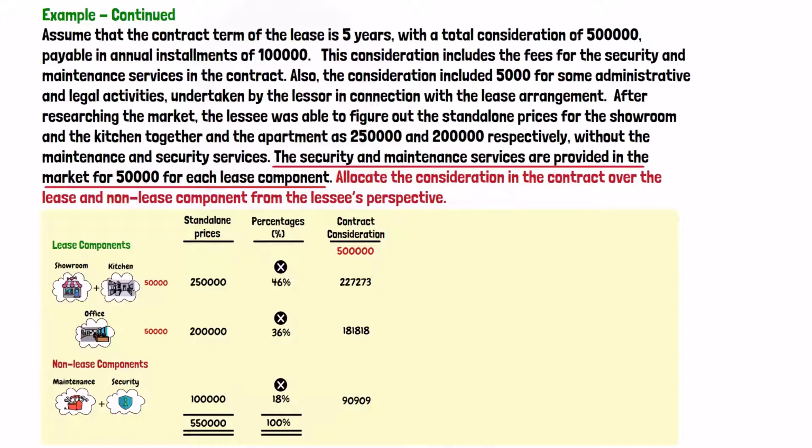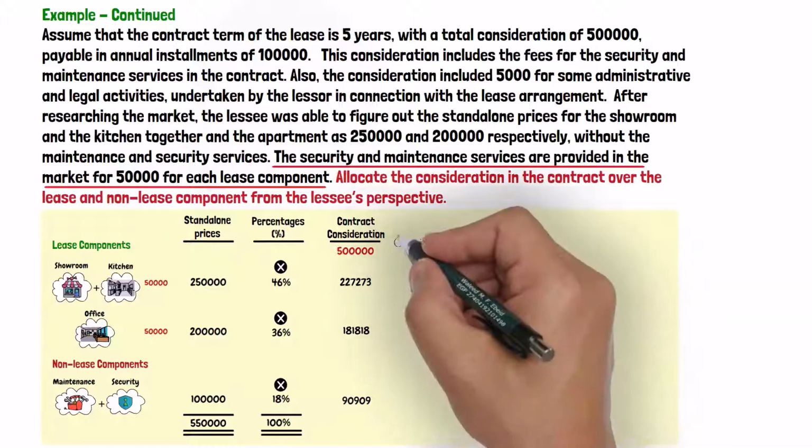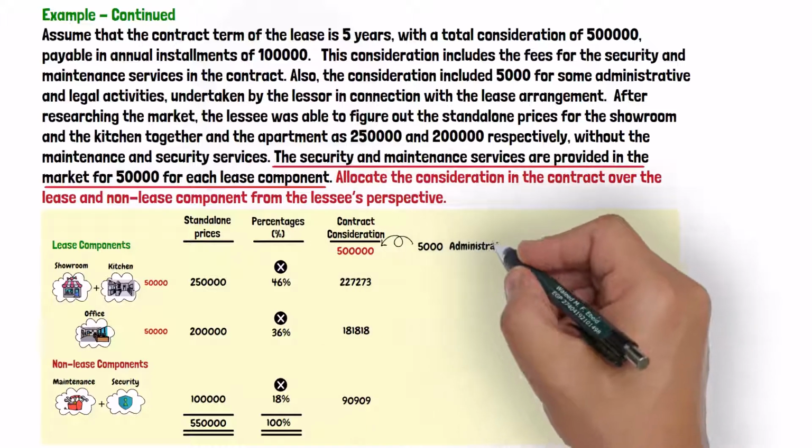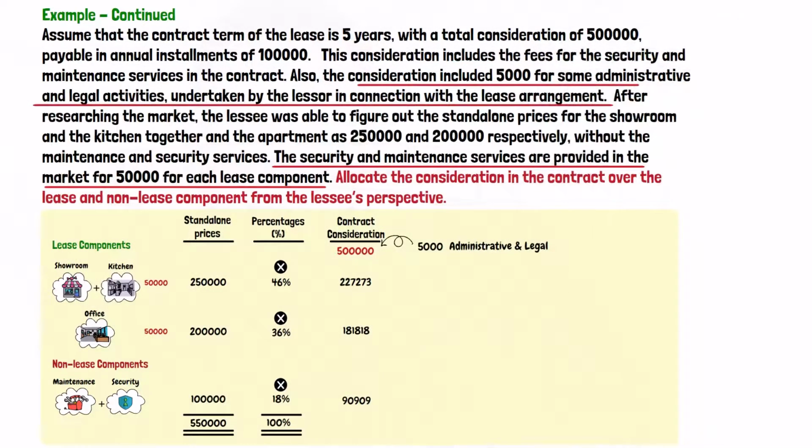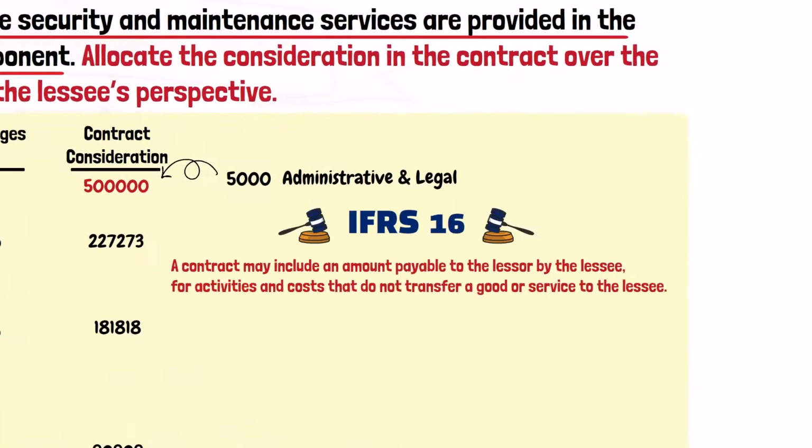Our example stated that there is an amount of $5,000 included in the contract consideration, for some administrative and legal activities undertaken by the lessor in connection with the lease arrangement. IFRS 16 states that a contract may include an amount payable to the lessor by the lessee, for activities and costs that do not transfer a good or service to the lessee. This is the case here.